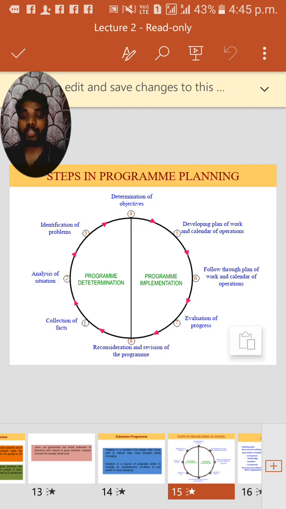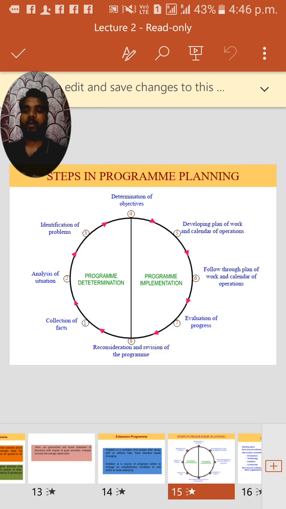In this sense, you need to carefully remember it is in two parts: program determination and program implementation. Steps 1 to 4 all come under program determination. Steps 5 to 8 all come under program implementation. Implementation means it is going to implement, it is going to become active in the program planning. So all these steps are important in extension program planning, you need to remember them properly.